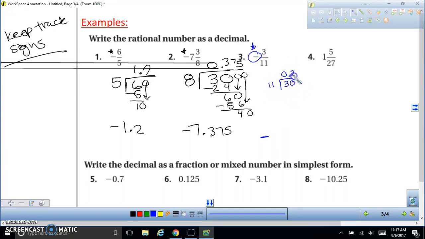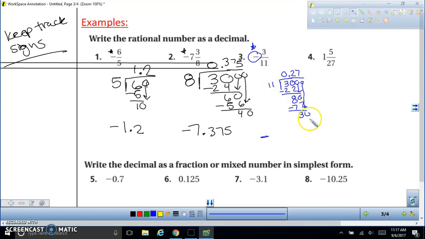11 goes into 30 twice. 22. All right. 30 minus 22 is 8. 11 doesn't go into 8 at all. Add a 0. Sorry, the decimal's already there, so you can add a 0. 11 goes into 80 7 times, and that's 77, leaving us a 3. Okay, let's add a 0.